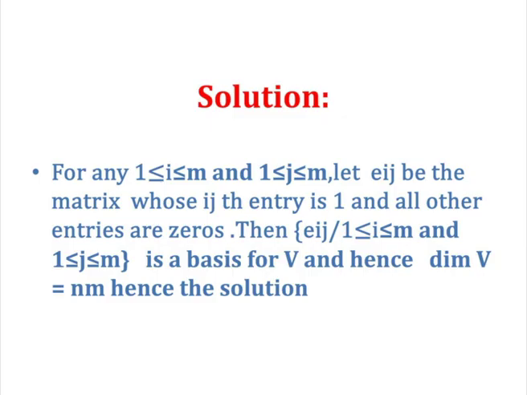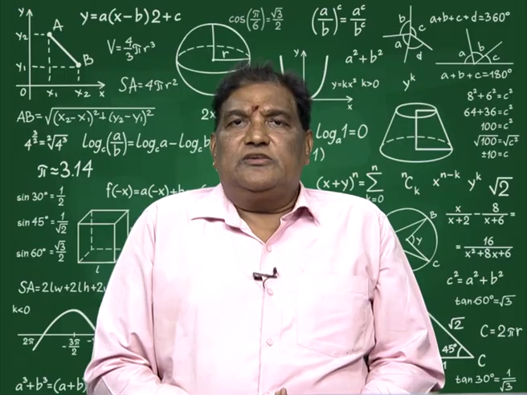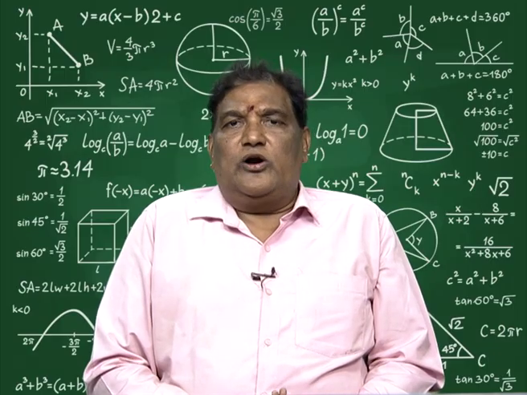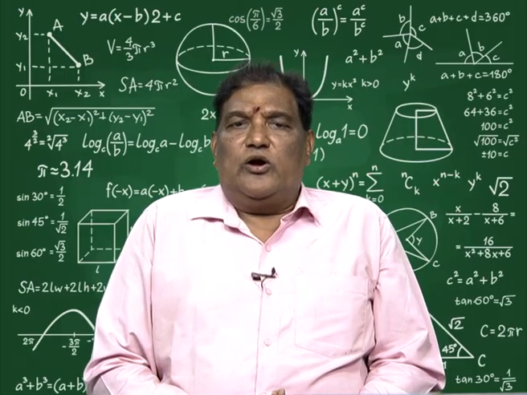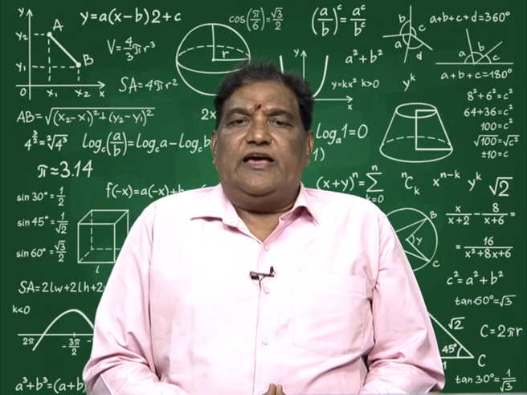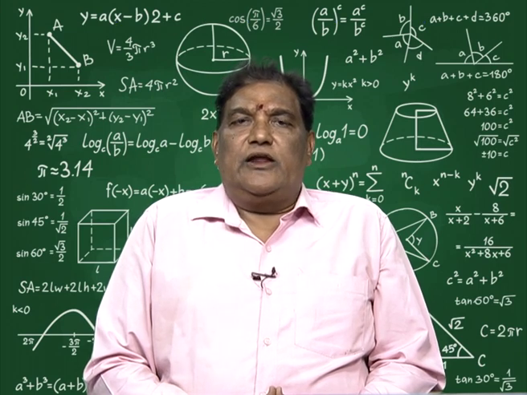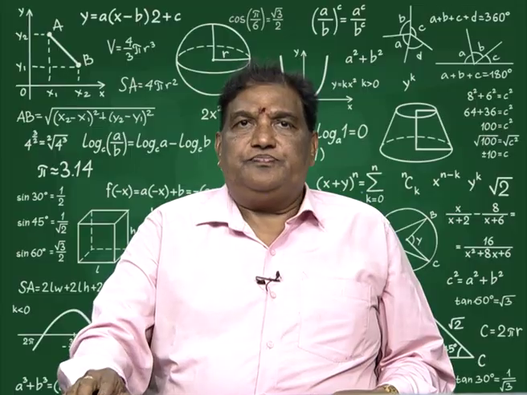Here what are i and j? i is the ith row, j means the jth column. So, Eij is the matrix whose ij entry, meaning ith row jth column entry, is 1 and all other entries are zeros. Then Eij such that i lies between 1 to m and j lies between 1 to n is a basis for V, and hence dimension V equals mn, hence the solution.